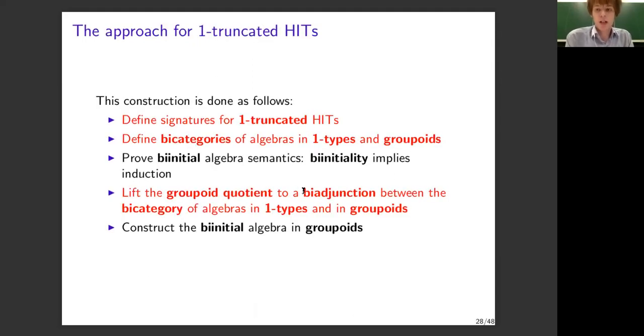Again, we will discuss in more detail the following steps. We'll show how to define signatures. We'll show how to define bicategories of algebras in both one-types and groupoids. And we will discuss how to lift the groupoid quotient to a bi-adjunction between the bicategory of algebras in one-types and in groupoids.